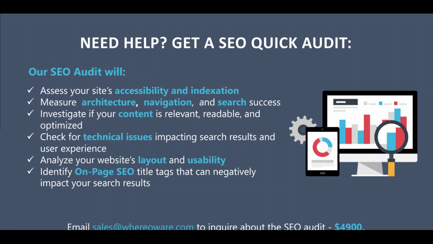Are they too long? Are they duplicate? And then it'll tell you the same information about your meta descriptions as well, and your alt image tags. Another great thing it will tell you is if you have 302 or 307 redirects, which are temporary redirects, you want to convert those to 301 permanent redirects.